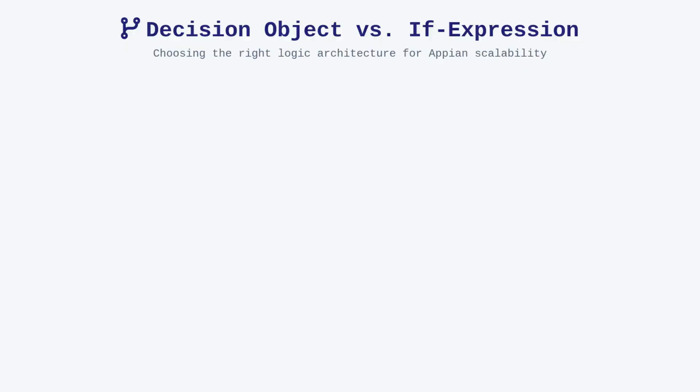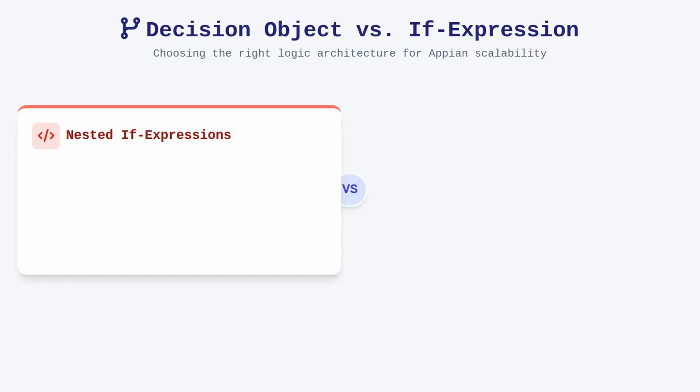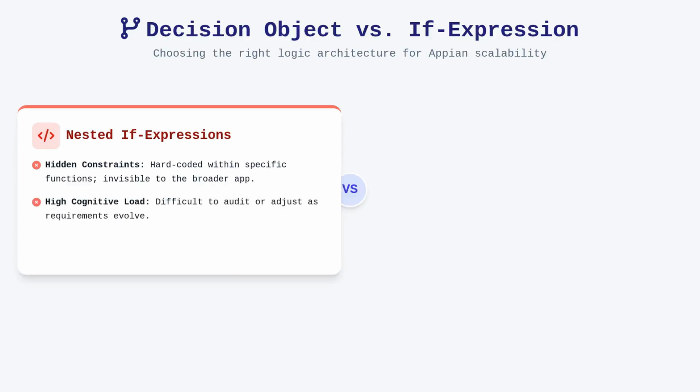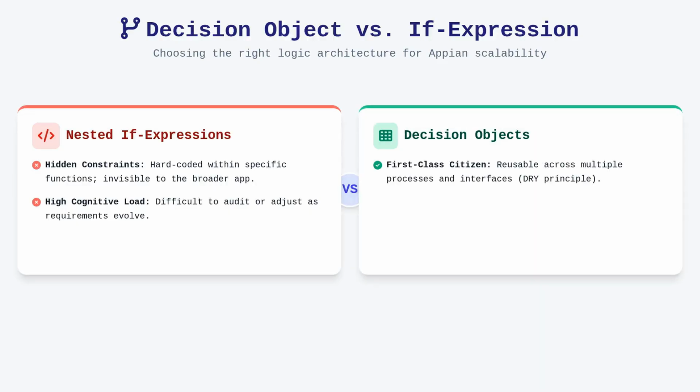When deciding between a decision object and a nested if expression, you should consider the cognitive load placed on the developer and the accessibility of the rule for non-technical users. A nested if expression is essentially a hidden, hard-coded constraint, accessible only within the specific function where it is defined, which makes it difficult to audit or adjust quickly as business requirements evolve. In contrast, the decision object is a first-class citizen in Appian, treated as a reusable component that can be called from multiple processes and interfaces, ensuring that the business logic remains DRY and consistent across the entire application.